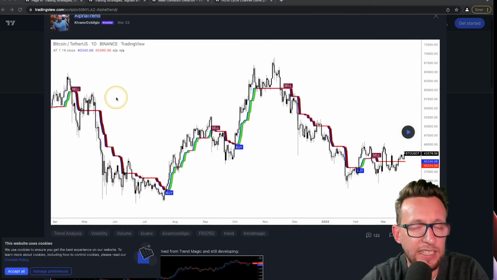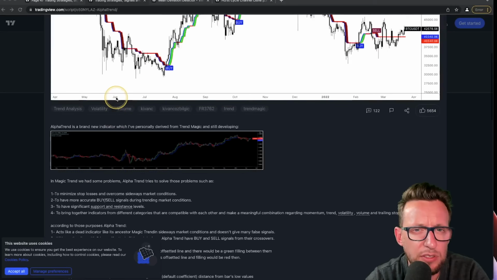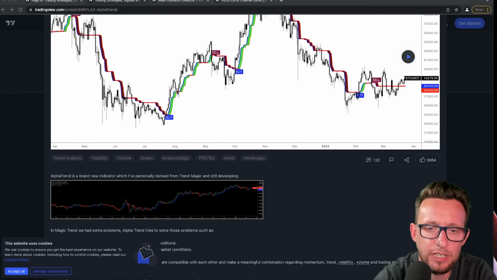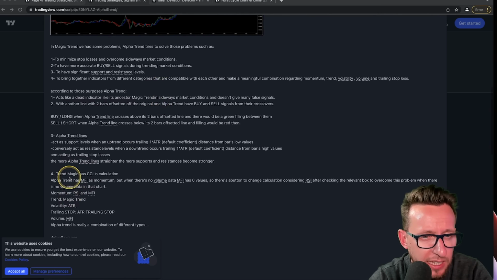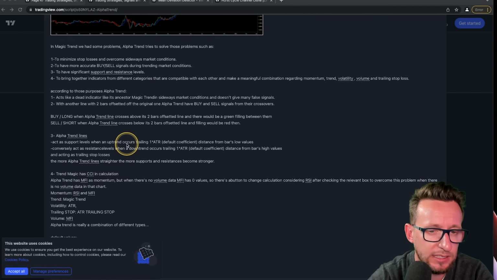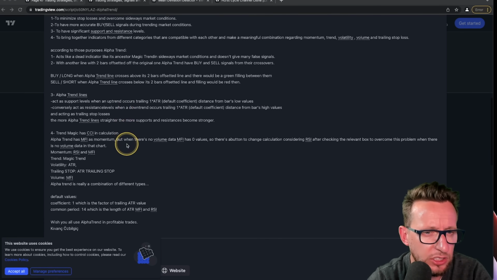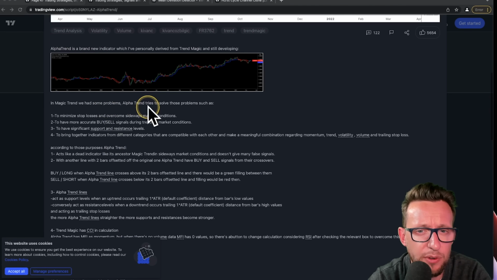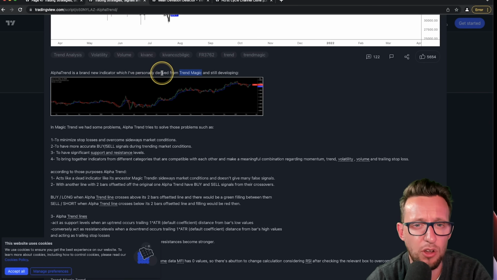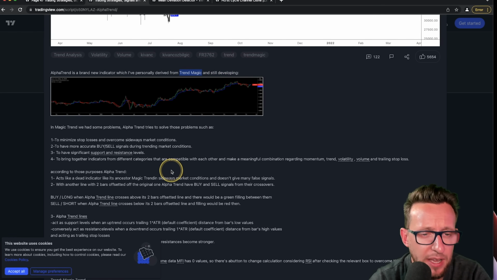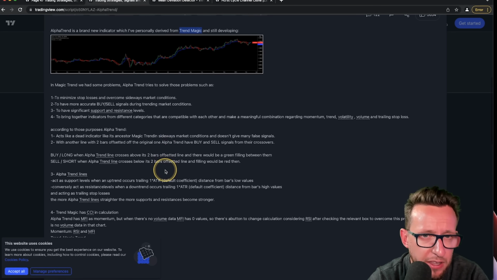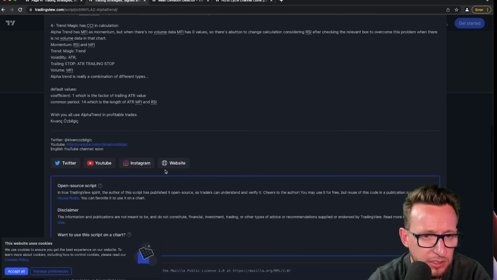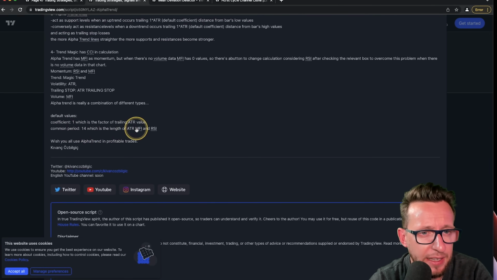Okay, the first indicator is the AlphaTrend. It looks very much like a SuperTrend kind of script to me. It includes ATR, the CCI in the calculations. I've been reading through it. It's developed on the Trend Magic, but tries to solve a couple of problems, so they've gone through and recoded that. By the looks of it, it seems quite a good indicator.